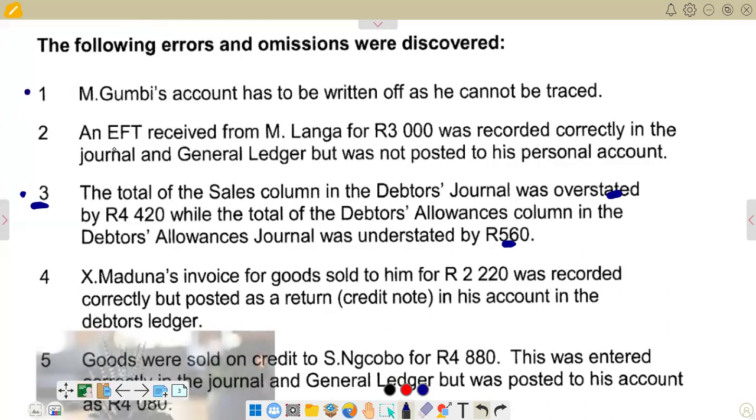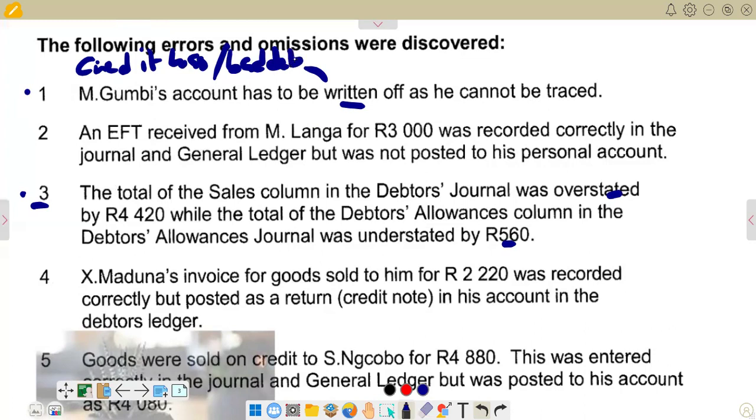So on the first one, you'd see that it's saying Mr. Gumbi's account is to be written off as he cannot be traced. So what does it mean? When an account is written off, we know that this is a credit loss, or we can call it a bad debt. So we are saying this is a credit loss, or we can call it a bad debt.